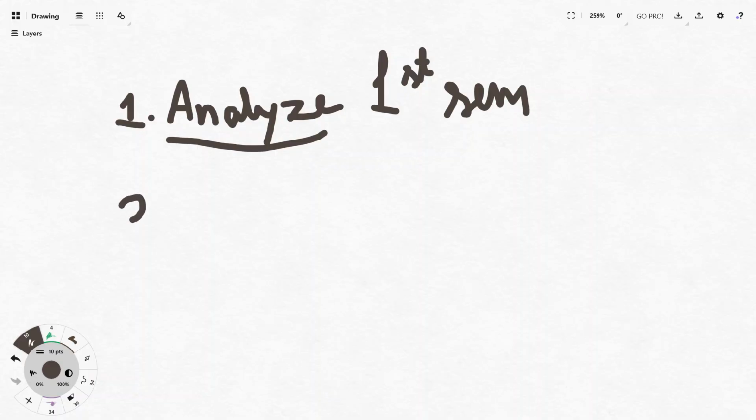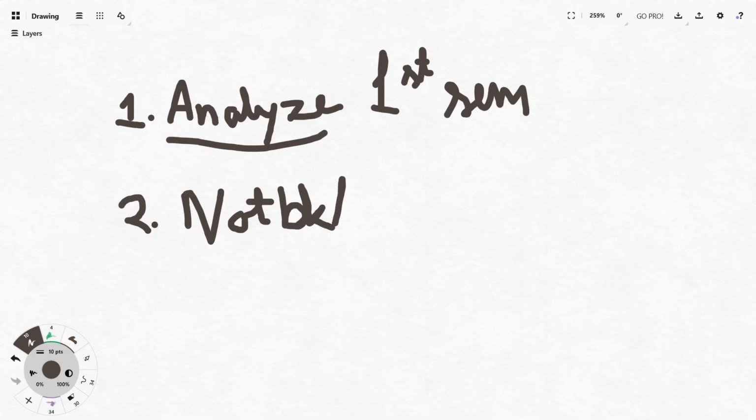And then the second thing I'm going to do is that I'm going to use maybe NotebookLM. Okay, so I'm writing in short. I'm going to use NotebookLM to get the topics, to get the important questions, to get all the things in one tool, and then I will use it to study and get the topics, get the summary and all.